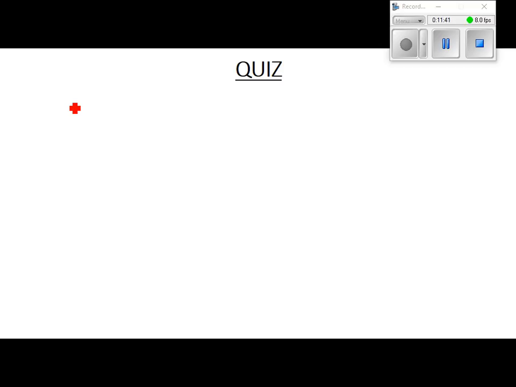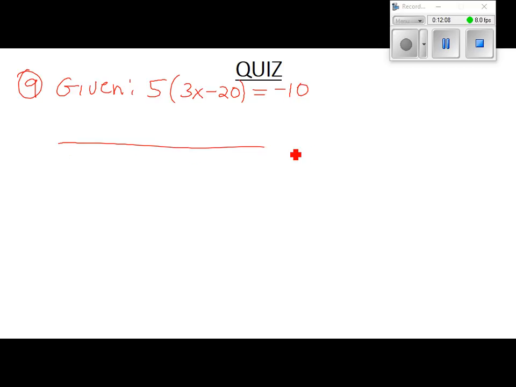Problem 9. The given information this time. Read the given information to me, please, Lily. 3x minus 20 equals negative 10.